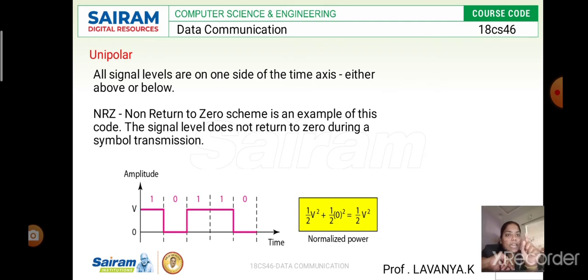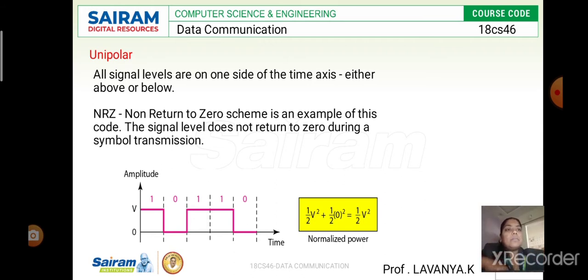Like that they generate the signal: 1 is high, 0 is low, 1 is high, again 1 is high and 0 is low. Like that they generate the digital signal by using the digital data as the input, and they generate the digital signal as the digital output. So this is how the digital to digital conversion happens. This is one of the methods.